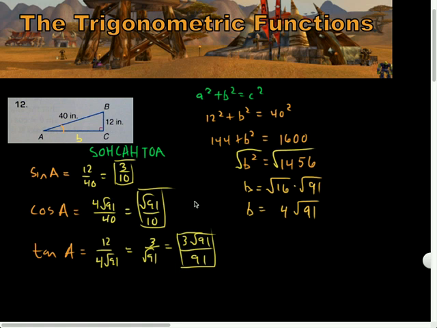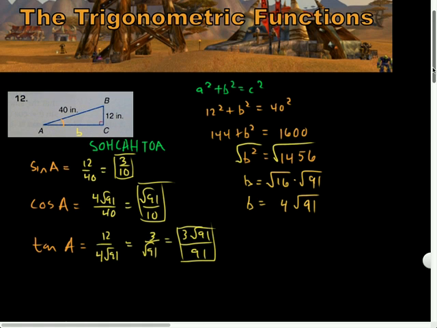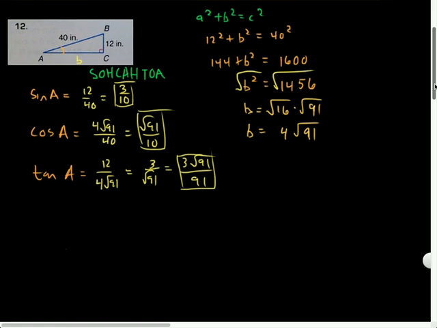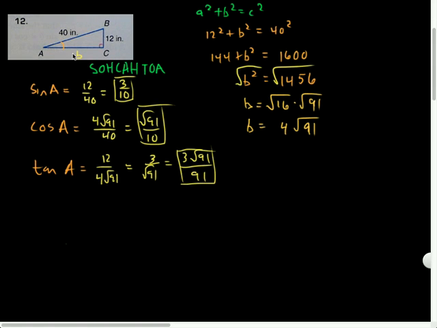It's all about ratios, and then there's the little bit of work with radicals that you might need to remember how to do, and not leaving radicals in the denominator. So there we go. Those are the values of those ratios for this particular angle.